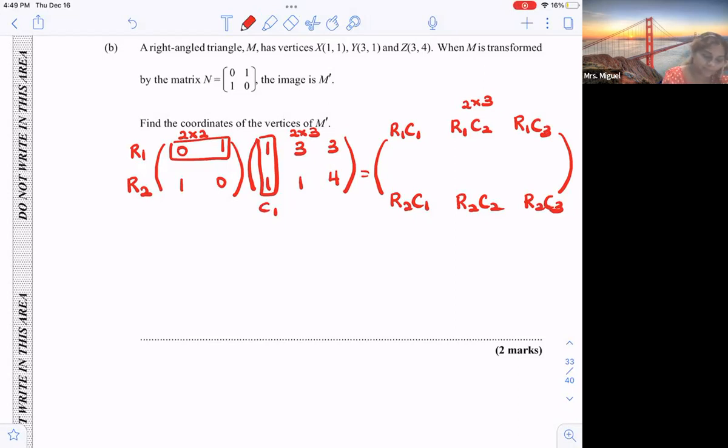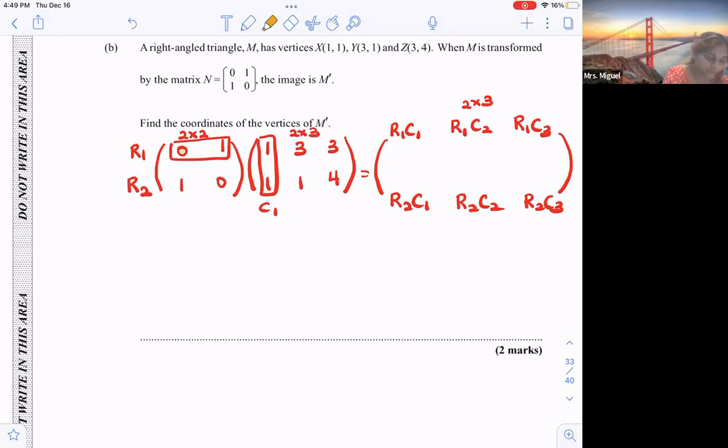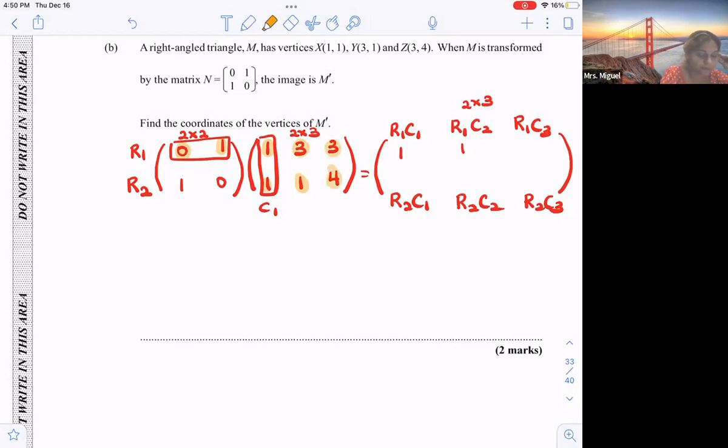All right, what do you all have? You finish? Yeah, miss. So the first thing is 0 by 1 plus 1 by 1. So I have 1. Do you all have that? Yes, miss. Then 0 by 3, which is 0, plus 1 by 1. This is 1. Then 0 by 3, which is 0, 1 by 4, which is 4. So my first row is 1, 1, 4. Did you all get that?